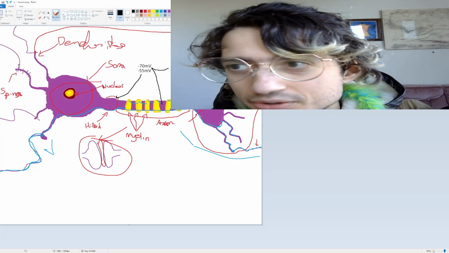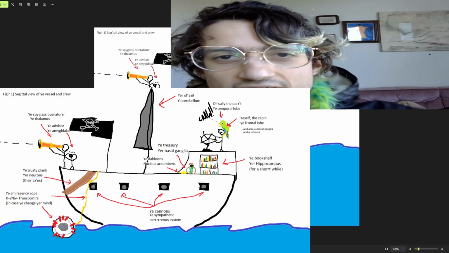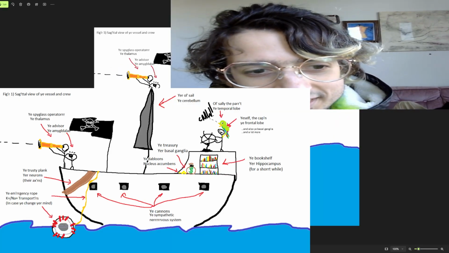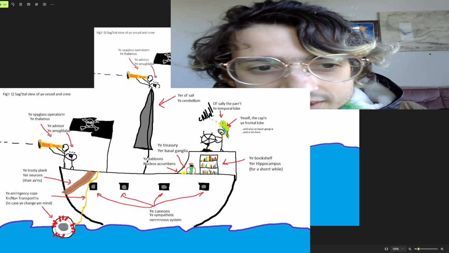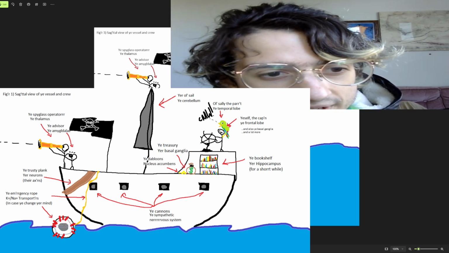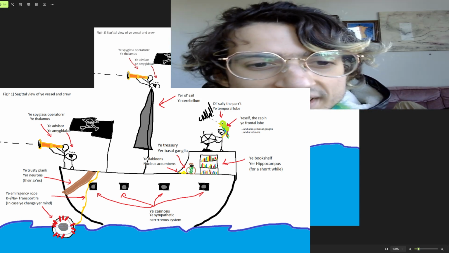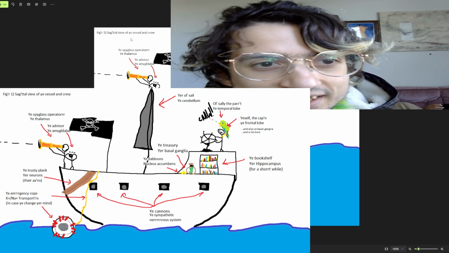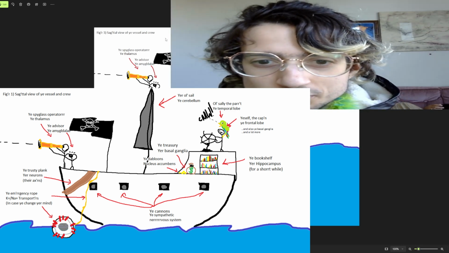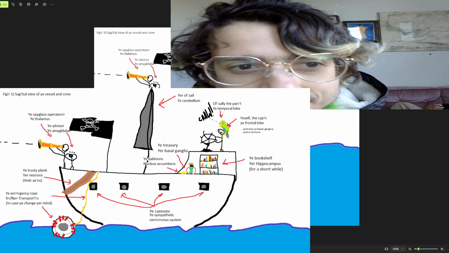Now I want to show you my masterpiece. Now that we know the basic components that comprise ye plank, here it is, your trusty old plank with your neurons. And more specifically, the plank is like their axons. Now, this is a sagittal view of your vessel and crew, meaning it's like side on, mateys.